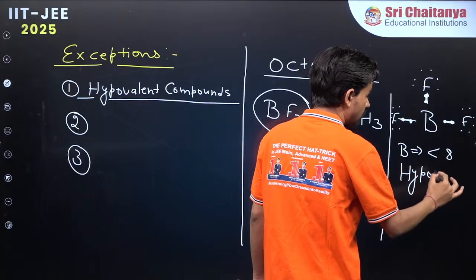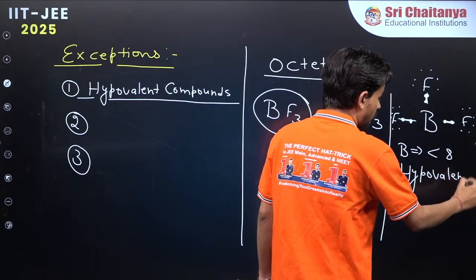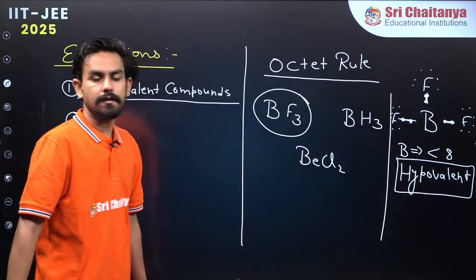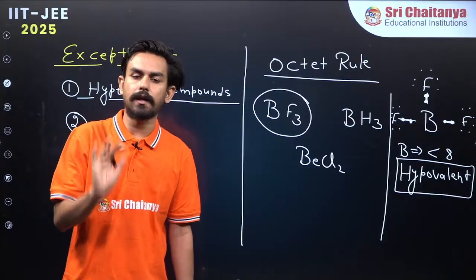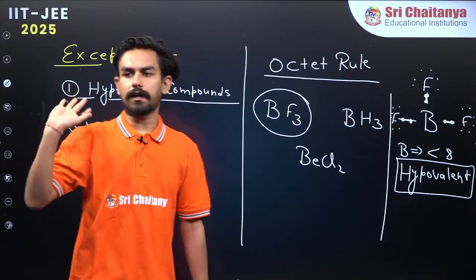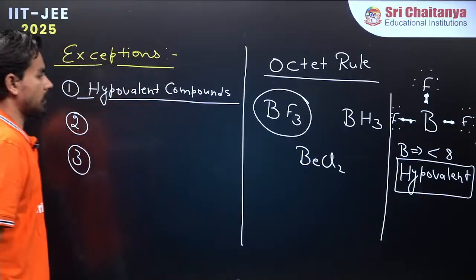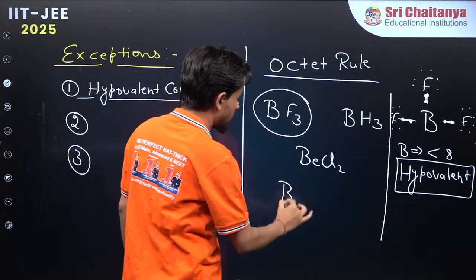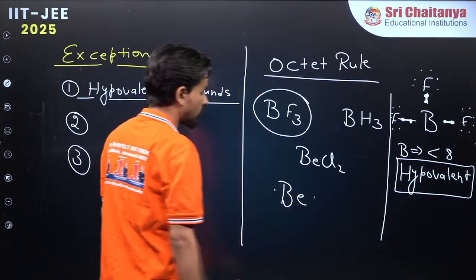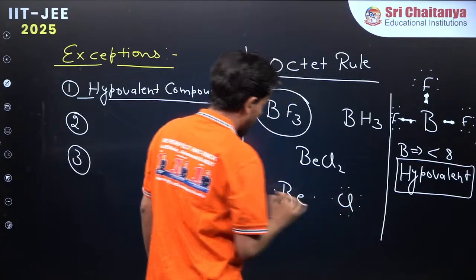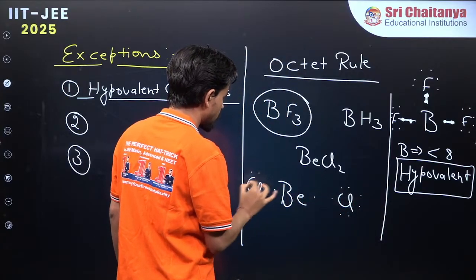Then it is known as hypovalent, that means less than valent. We call it hypovalent according to the octet rule, meaning it has less than 8 valence electrons in its outermost shell. Think about BH3, you can draw it on your own. In BeCl2, beryllium has only 2 electrons in its outermost shell, and chlorine has 7.